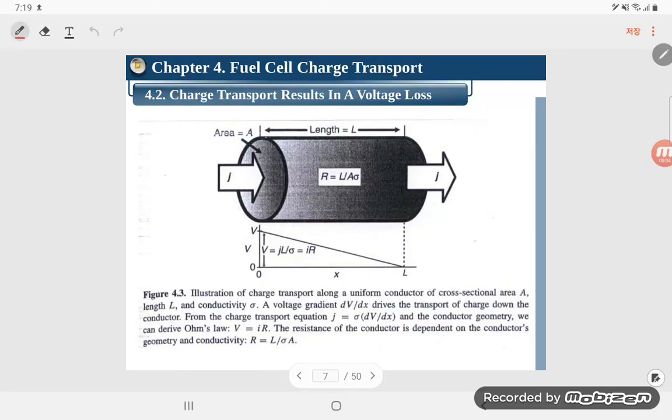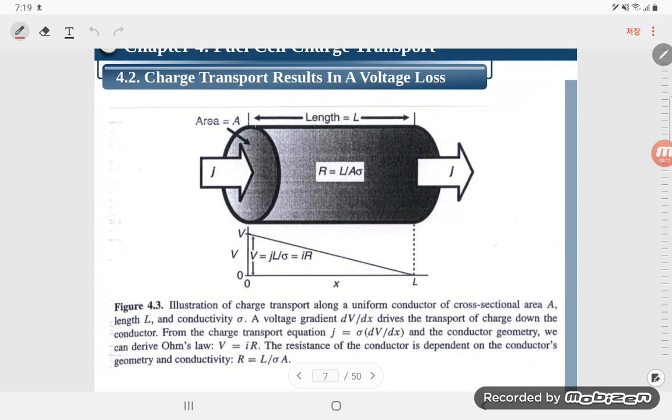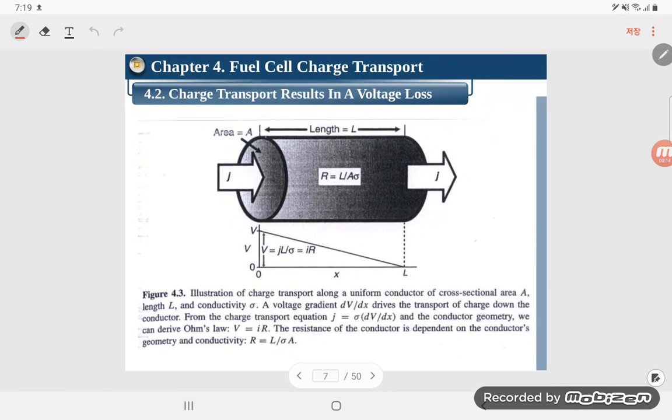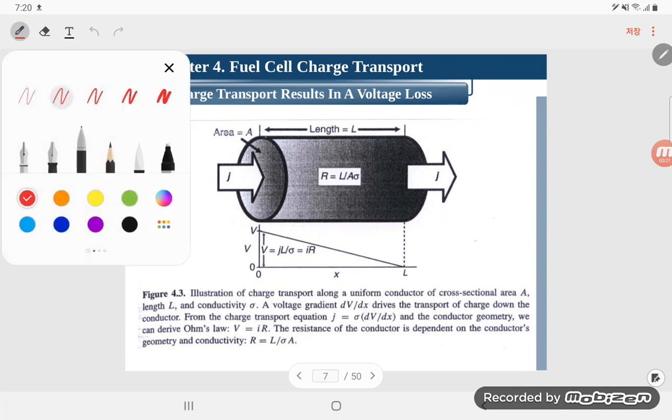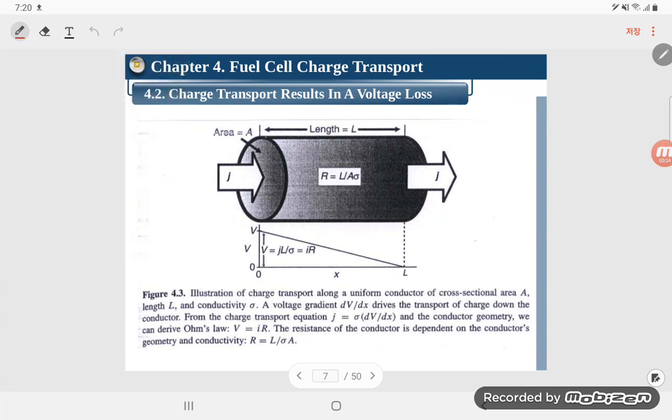Okay, let's talk about fuel cell charge transport and Ohm's law. This is the schematic illustration of charge transport along a uniform conductor of cross-sectional area A, length L, and conductivity sigma. A voltage gradient dV/dx drives the transport of charge down the conductor.